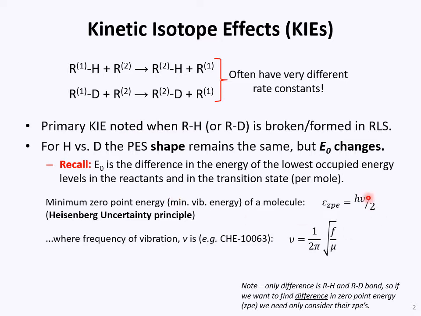Okay, so if we've got an equation here for the zero-point energy, the zero-point energy is given by Planck's constant times the frequency of vibration of that bond, so it's either the frequency of bond vibration of RD or RH, divided by 2.